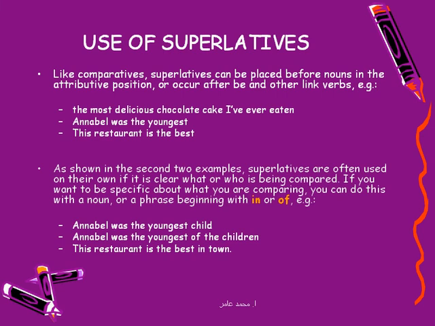As shown in the second two examples, superlatives are often used on their own if it is clear what or who is being compared. If you want to be specific about what you are comparing, you can do this with a noun or a phrase beginning with in or of. For example, Annabelle was the youngest child. Annabelle was the youngest of the children. This restaurant is the best in town.